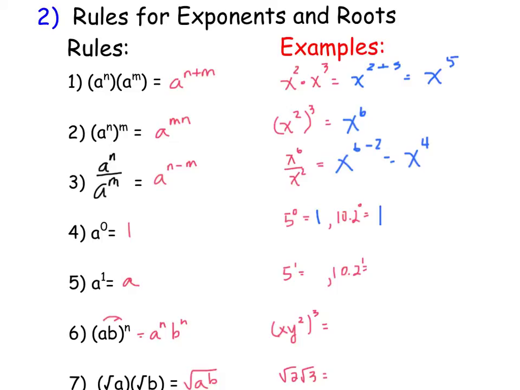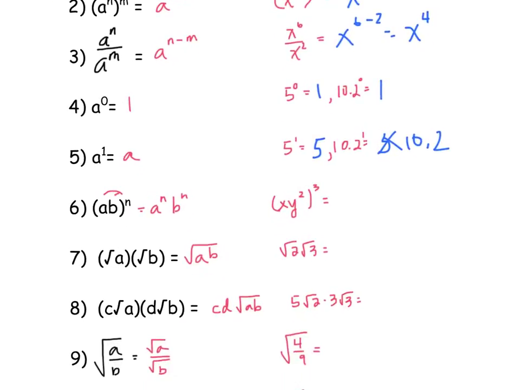Looking at number 5, a to the first is a. So any number to the first power is itself. So 5 to the first is 5. 10.2 to the first is not 5. It's 10.2.